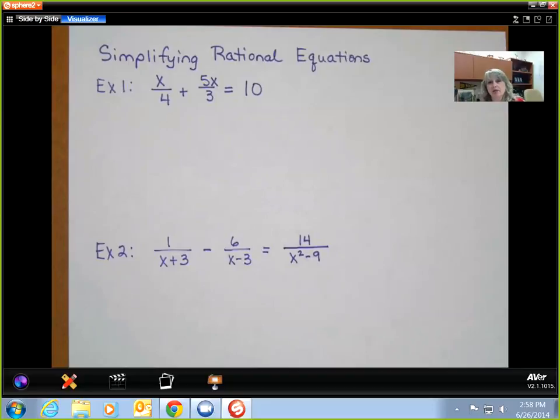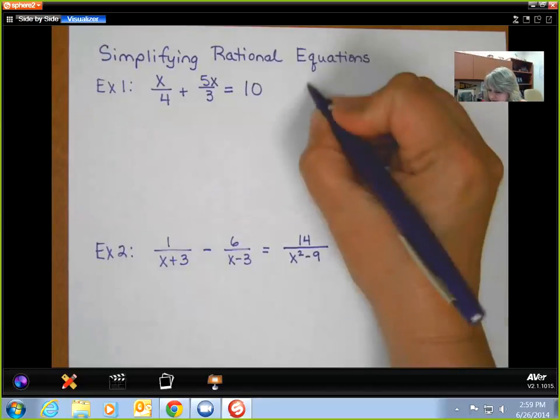When you're trying to get rid of those fractions in your problem, look at your denominators. You have 4 and 3 as your denominators. And you want to think of what is the smallest number that 4 and 3 both divide into evenly. So we think, 4 and 3, 12. So 12 is known as our least common denominator.